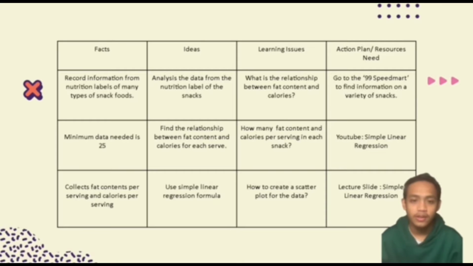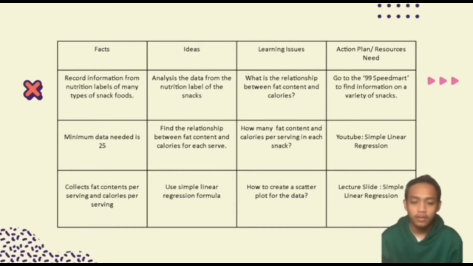The first one is fact. Fact is the one that we got from the question. So, my first fact is to record information from the nutrition label of many types of snack food. Second, the minimum data needed is 25. This I got from the question. Then collect fat content per serving and calories per serving.